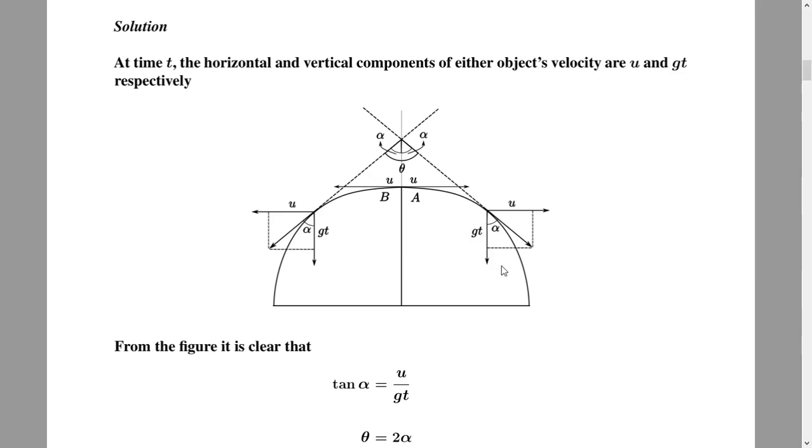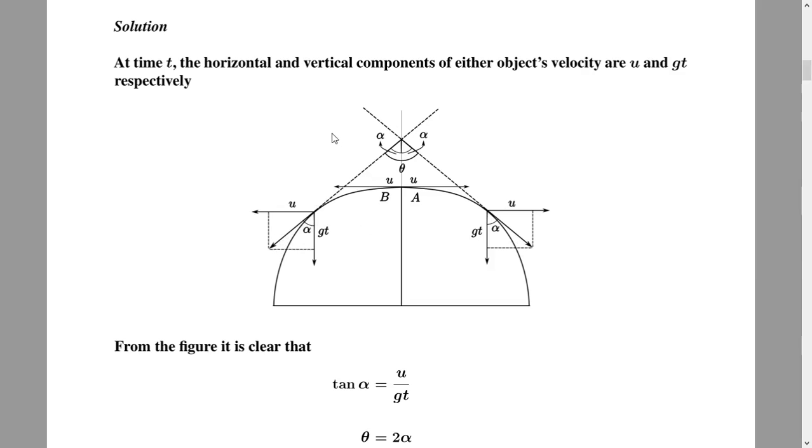The vertical component of the velocities of both A and B would be gt, because v equals u plus at. U is 0 here because there is no vertical component to the initial velocity, and g is positive. So the velocity vector of A would be this, and this would be B's velocity vector.